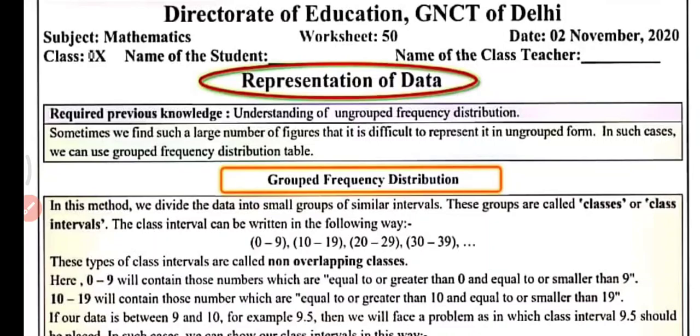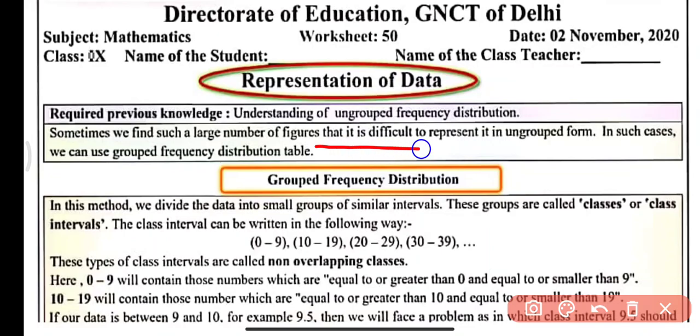Today in this video we will do worksheet number 50 for class 9 subject mathematics. Today our topic is representation of data. So the required previous knowledge is understanding of ungrouped frequency distribution. Sometimes we find such a large number of figures that it is difficult to represent them in ungrouped form. So in such cases we can use a group frequency distribution table.